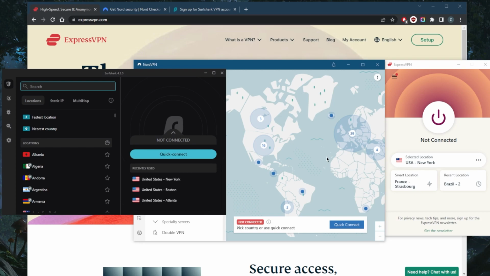And all these VPNs do cover their plans by a 30-day money-back guarantee. So you can stress test these VPNs for 30 days risk-free. And you will be covered by the 30-day money-back guarantee even if you pay with cryptocurrencies, which is a very neat thing.